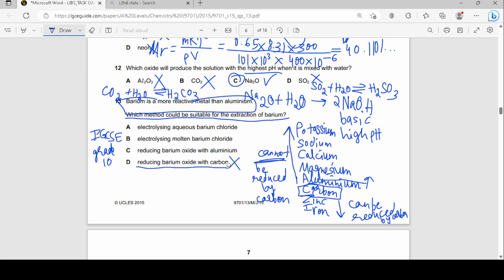Then reducing barium oxide with aluminium, how would I do that? That's just weird. I don't know. It's not a standard thing you do. Anyways, there's electrolyzing molten barium chloride or electrolyzing aqueous barium chloride. Now, if you think about it, again, this is grade 10 chemistry.